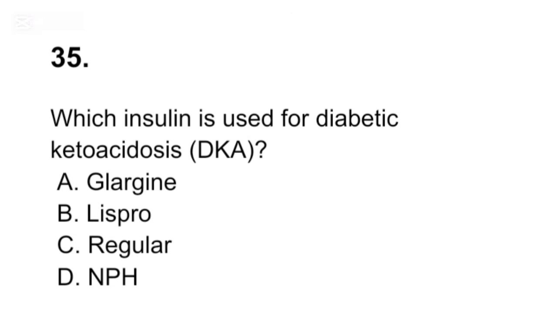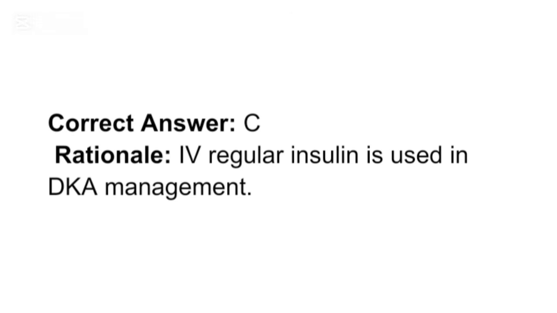35. Which insulin is used for diabetic ketoacidosis, DKA? A. Glargine. B. Lispro. C. Regular. D. NPH. Correct answer, C. Rationale: regular insulin is used in DKA management.